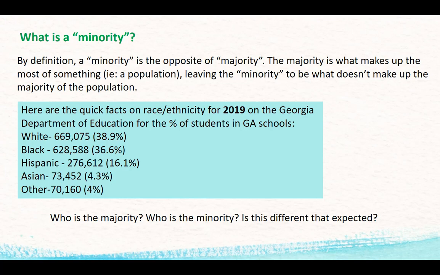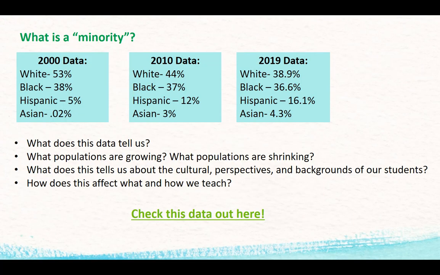So now let's look at some data across time. The same resource, the Georgia Department of Education, but let's look at 2019 as well as two other dates. We're looking at data from 2000 as well as 2010 and 2019, so almost 10 years apart on each of those. I took out and looked at just the percentages. In 2000, 53% of the students were white. In 2010, it went to 44%. In 2019, it went to 38%. So we can see a decrease over time.